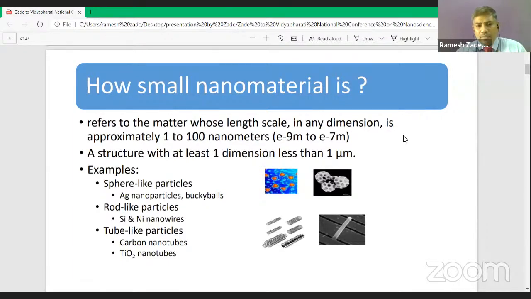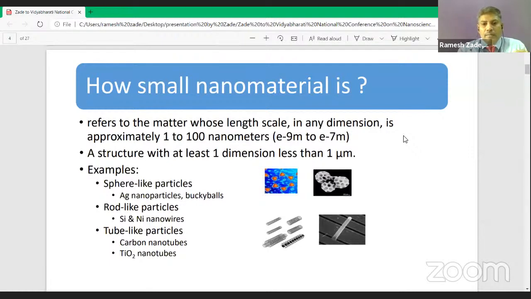Now what makes this dimension very, very different is that the behavioral property or the change in the properties of nanoparticles is based on this dimension scale. So here, which particle can we call a nanomaterial?